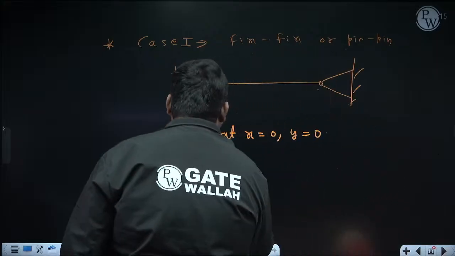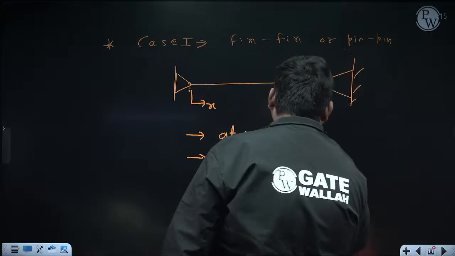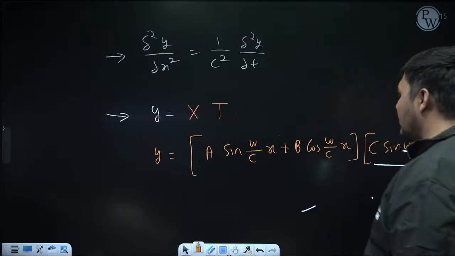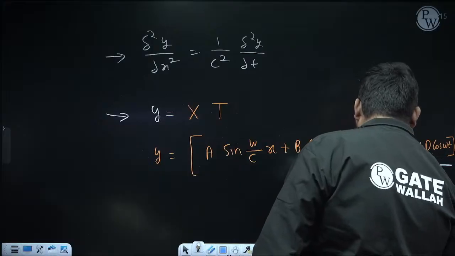Similarly, can I say here at x equal to L also y will be 0. So these are the 2 boundary conditions, and by using this we'll find the natural frequency. So I'm using this equation. Suppose this is equation 1, I'm writing this equation here.